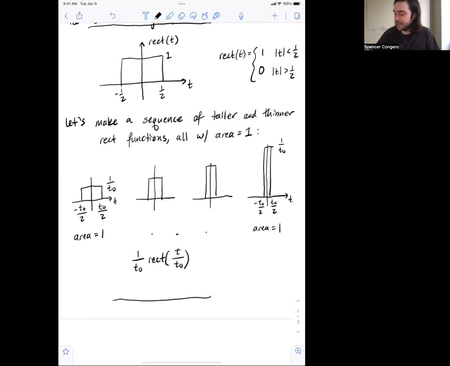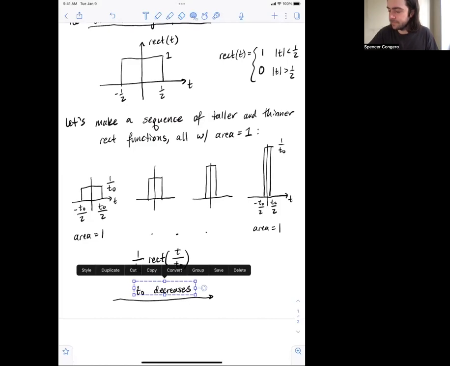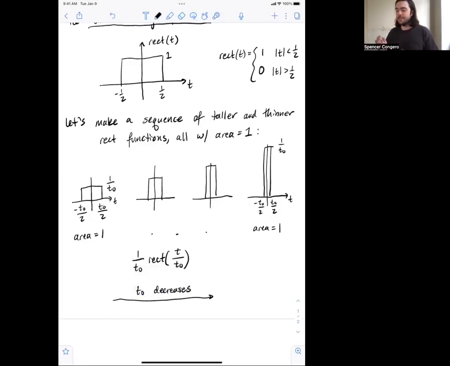And as we go to the right, that t naught parameter is just decreasing. Okay, t naught decreases as we go to the right. And so these rects get thinner because that range on the t-axis is getting smaller, t naught's decreasing, and they get taller because the height is 1 over t naught.